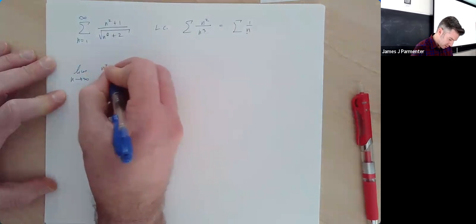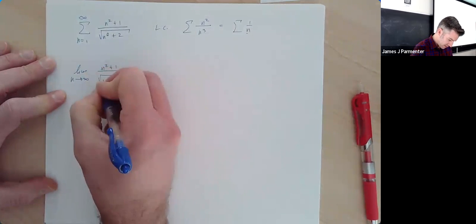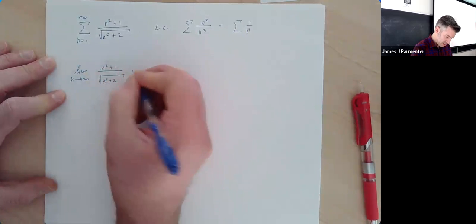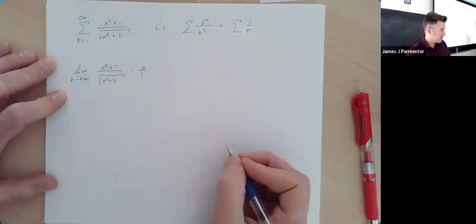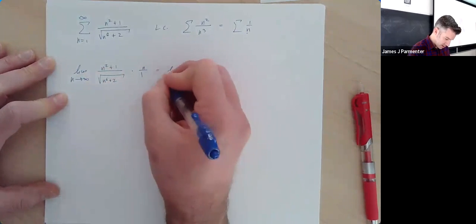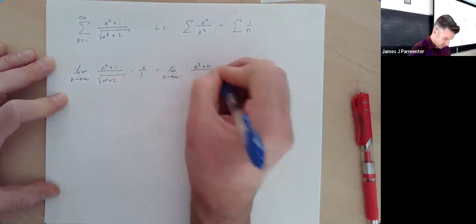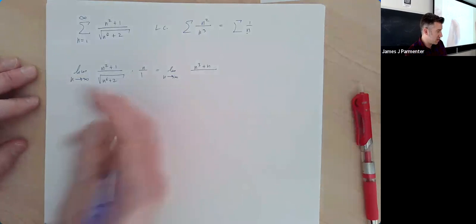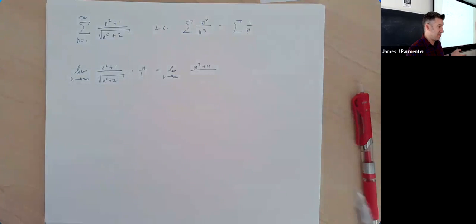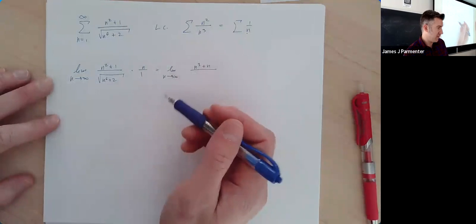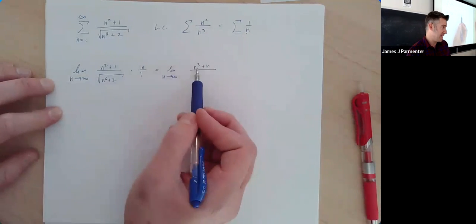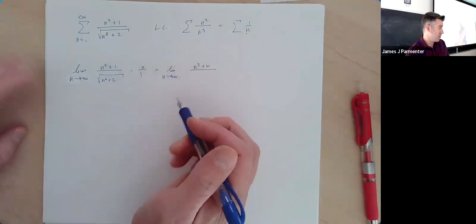So n squared plus 1 over the square root of n to the 6 plus 2 times n over 1, which is going to be the limit as n goes to infinity of n cubed plus n over. I can do the same sort of work I did before. You can do as little work here as you feel like you need to. You might convince yourself I've got a 1 n cubed on top and essentially a 1 n cubed on the bottom, so the limit's going to be 1 over 1.